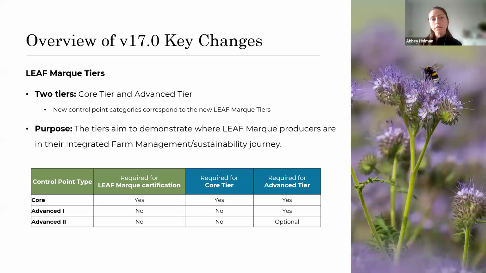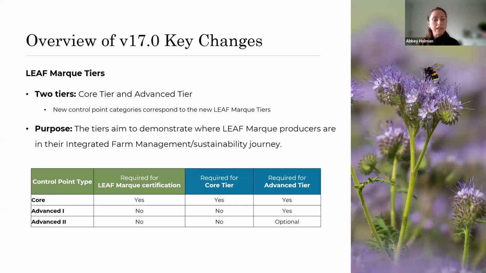So building on these new control point categories, we're proposing this tiered approach to leaf mark certification. We're proposing that the new control point categories correspond to new leaf mark tiers. So there will be a core tier and an advanced tier.